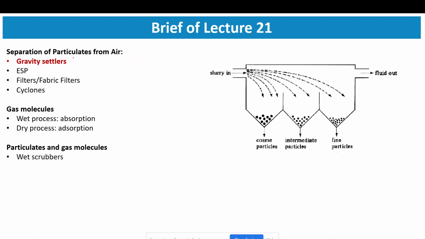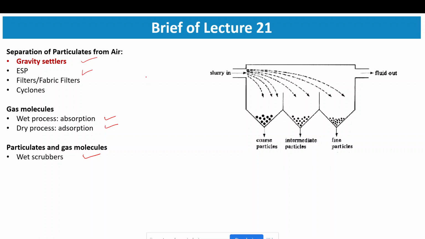For example, if it has particulate matter, then we can use either gravity settling, electrostatic precipitator, fabric filter or cyclone. For gaseous molecules, you can have absorption or adsorption. And if you have particulate matter and gas both, then to separate both at a time, you can use scrubbers. Now, to start with each one of them, first is gravity settler.